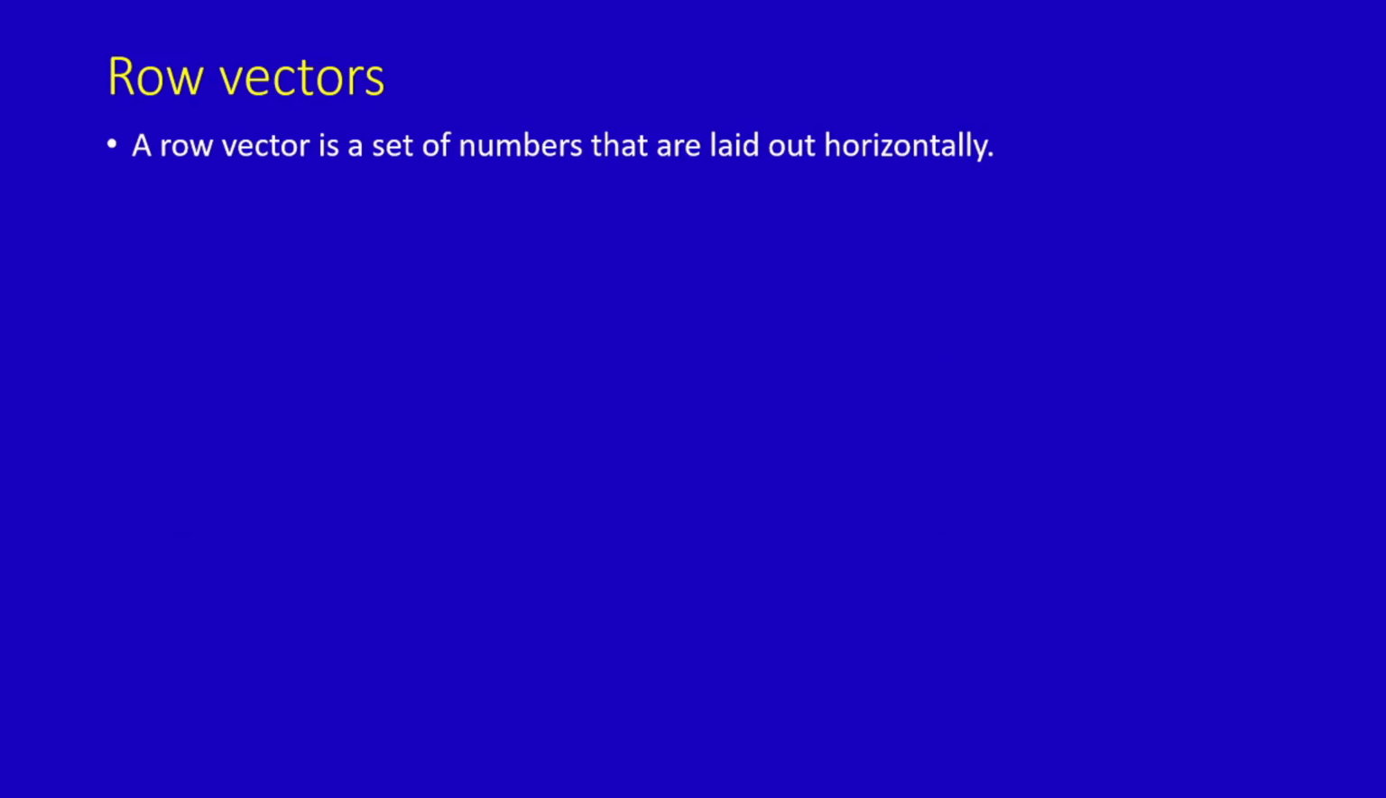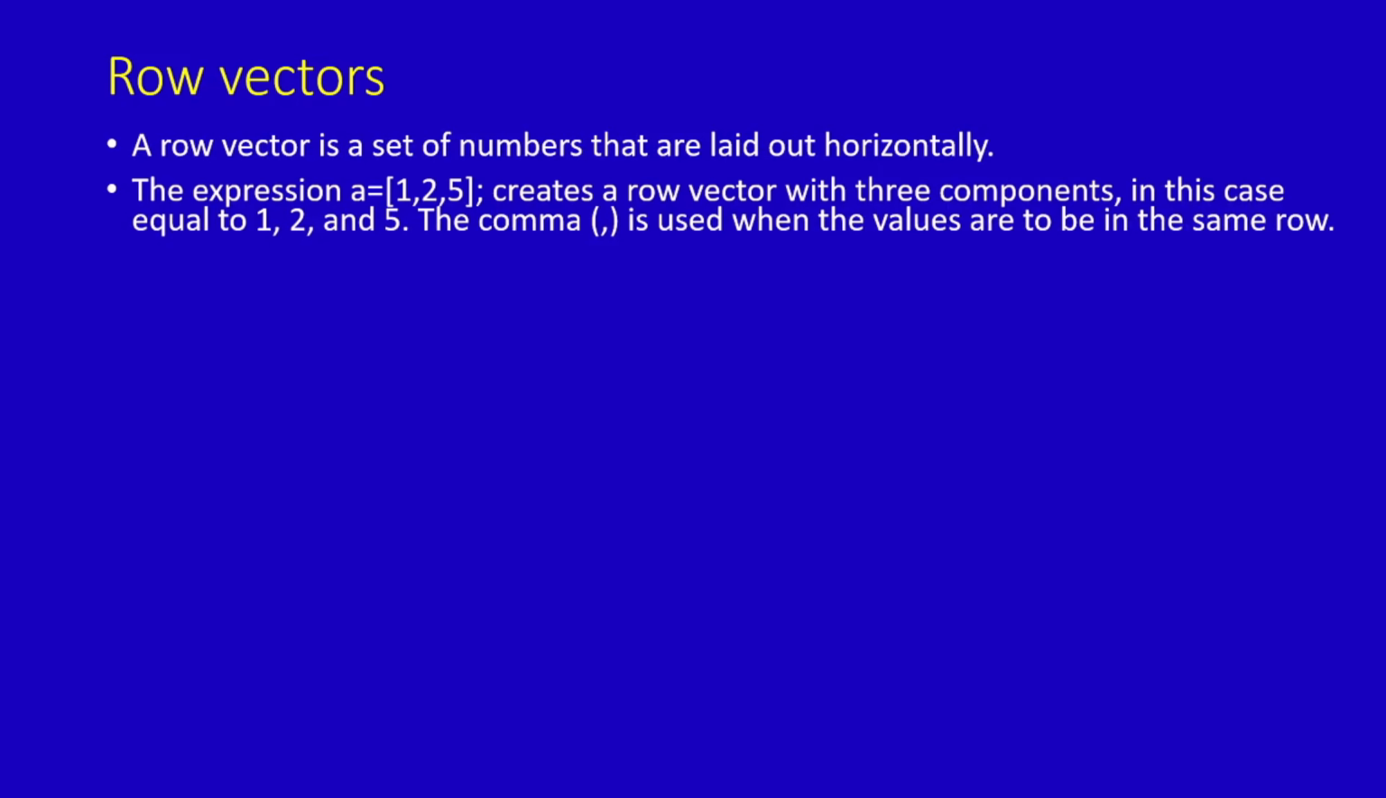Row vectors. A row vector is laid out horizontally. This is an example of an expression that creates a row vector. You say A equals, the square bracket means the beginning of an array, 1, comma. The comma means a new element in that row, 5, comma, 2, comma, 5 creates a row vector. So the comma is used when the values are in the same row.